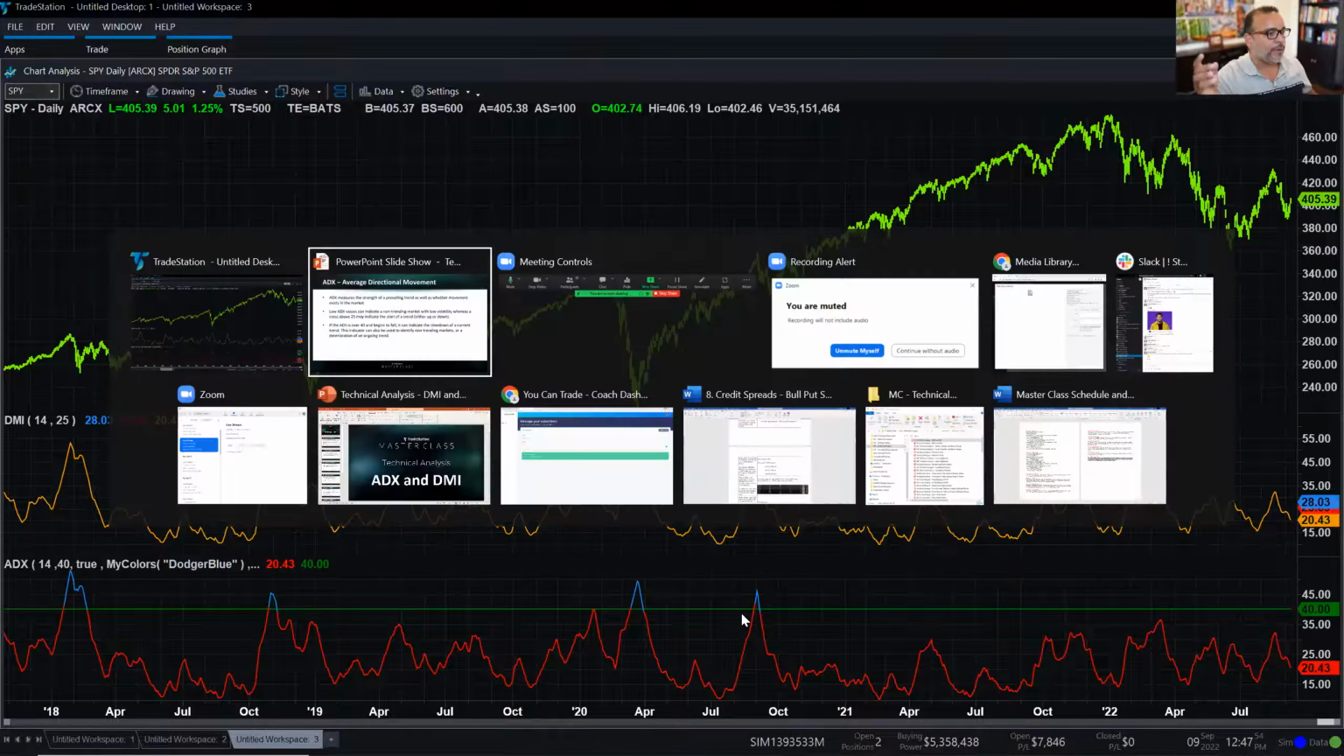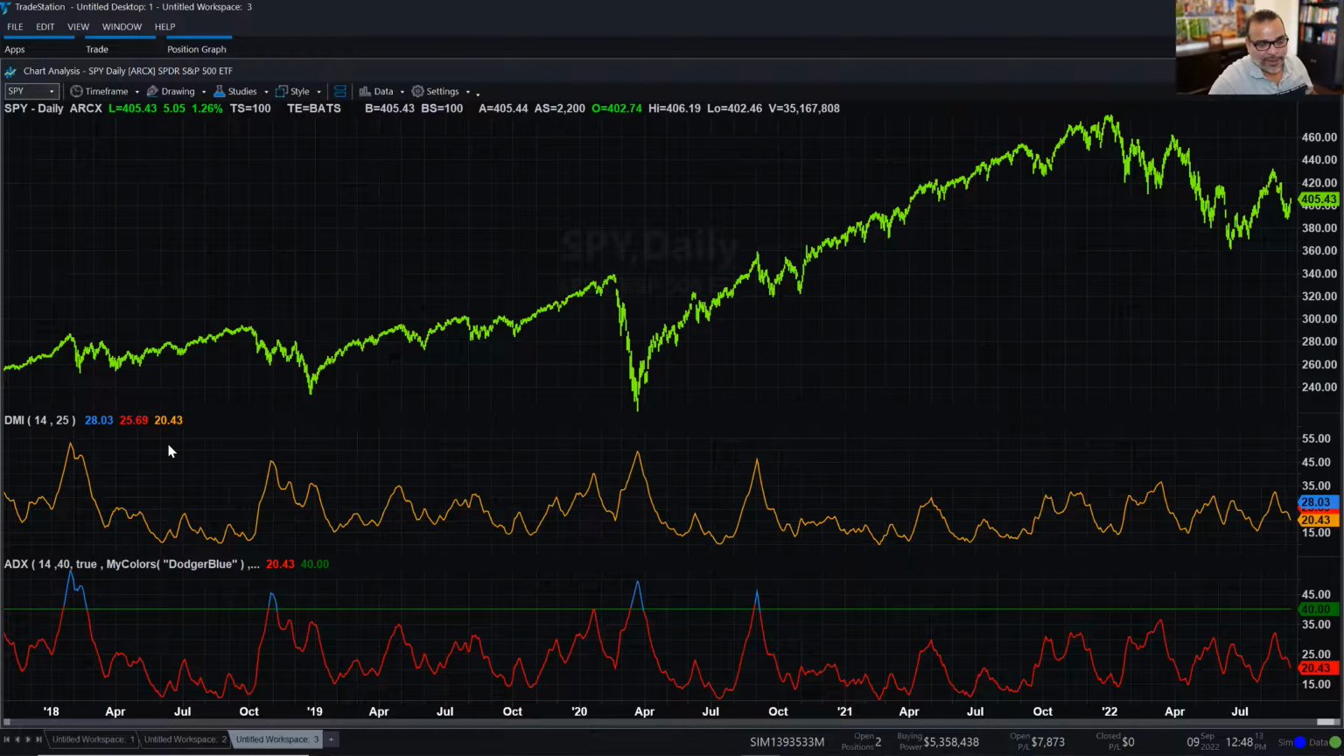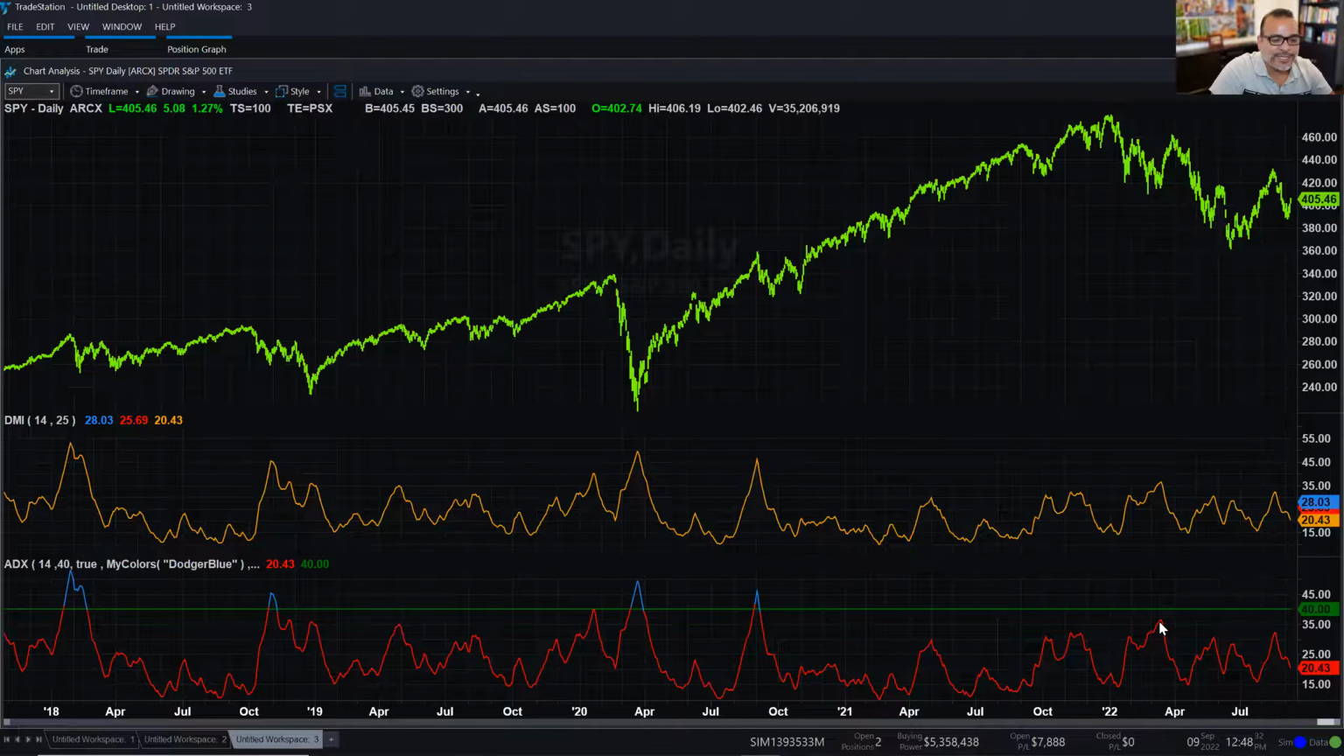So when you look at the PowerPoint and it says if the ADX is over 40 and begins to fall, it can indicate a slowdown of a current trend, that's completely inaccurate if we look at Spider as an example, because there have not been consolidation periods in the past 2 years. And in the past 2 years, the ADX has never been above 40. In fact, if we look at the highest point right here, it's never been higher than 36.